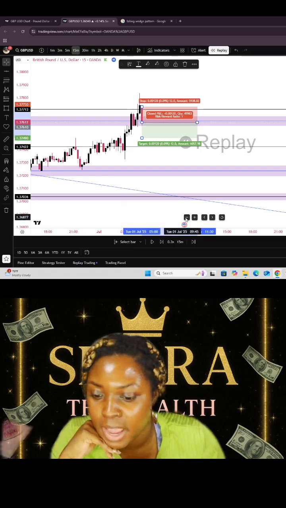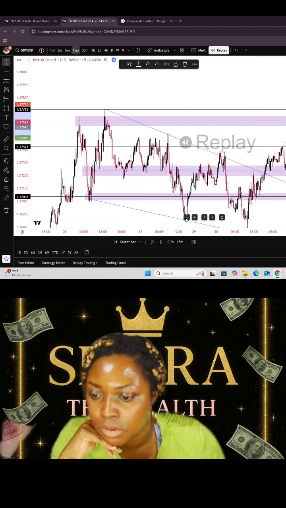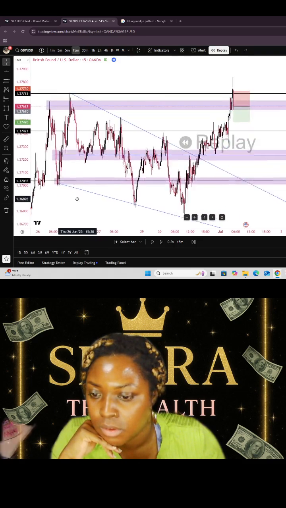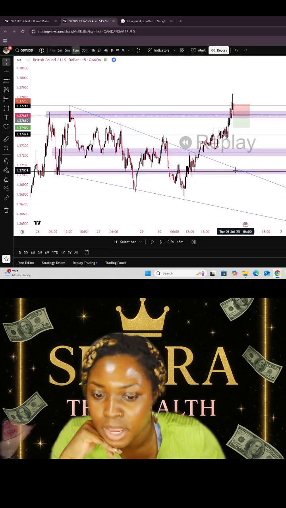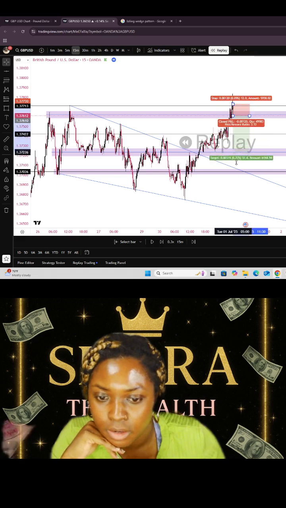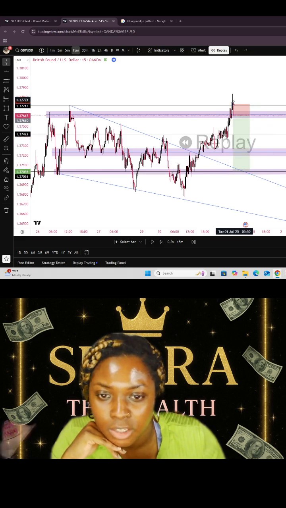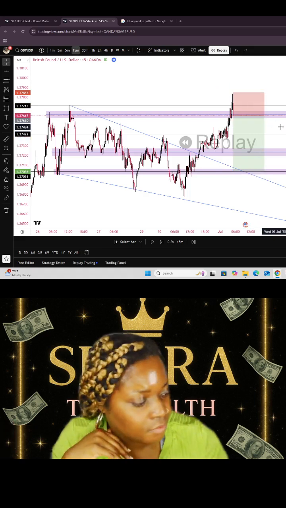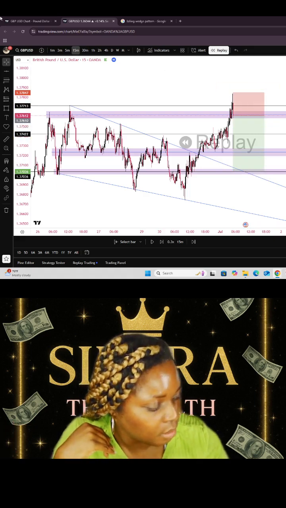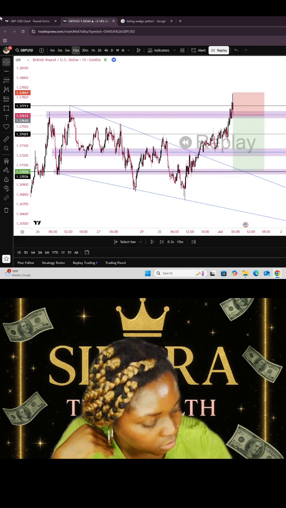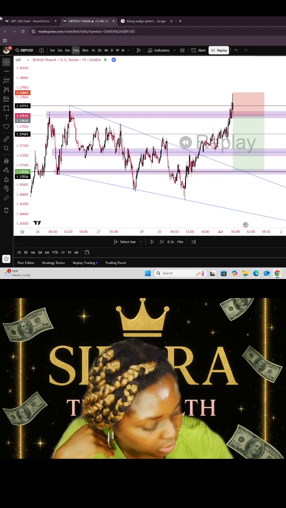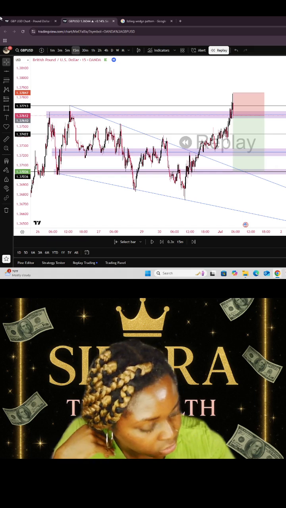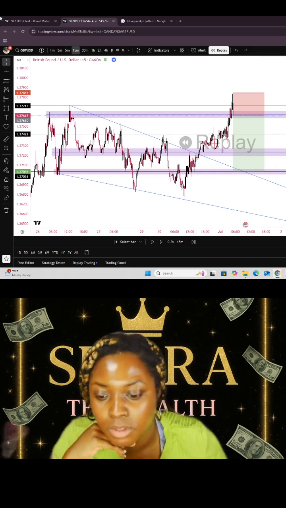We want to take it back down to our main zone here. Stop loss above this wick. It's a 2-to-1, 57 pips. And remember, we're down 47 pips. So if we win this trade, we'll be up 10 pips.